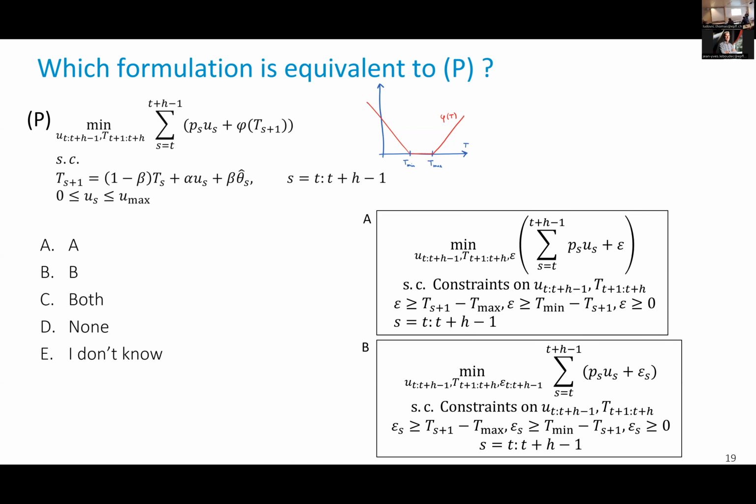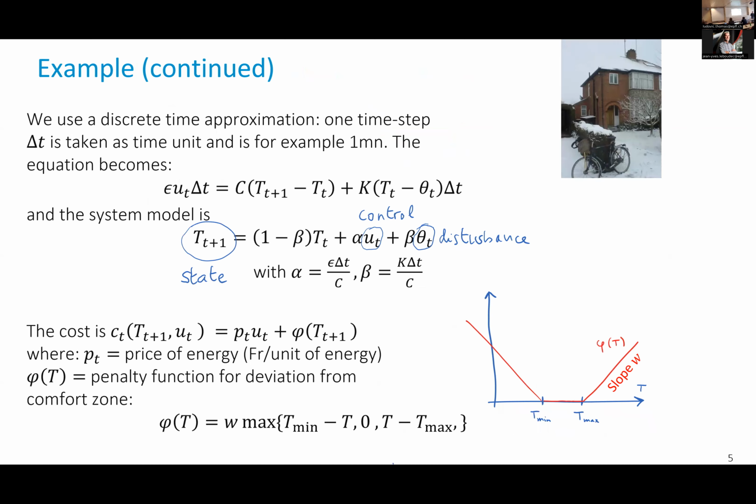Closing the poll. Closing. Majority says B, which is the correct answer. Of course, the only difficulty here is this phi function, which is nonlinear. So we need a closed form for this. And here it is. That's what we had seen.